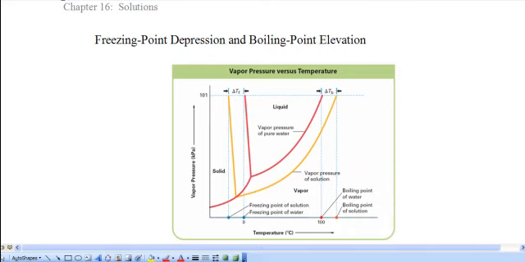And welcome back to 16.4, where we're doing calculations on colligative properties. In this last section, we're going to take a look at doing the actual calculations to determine what the freezing point depression and boiling point elevations would be for various solutions.